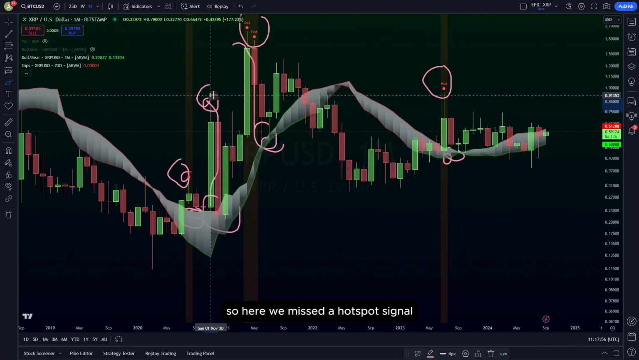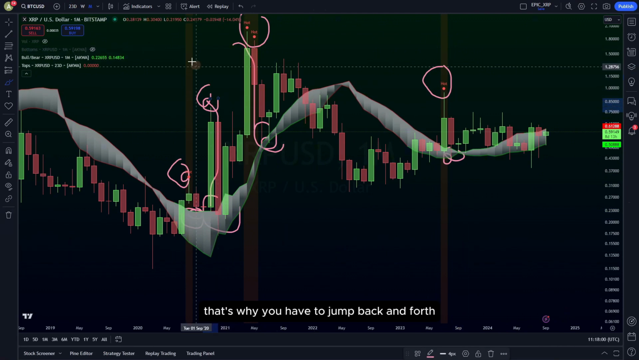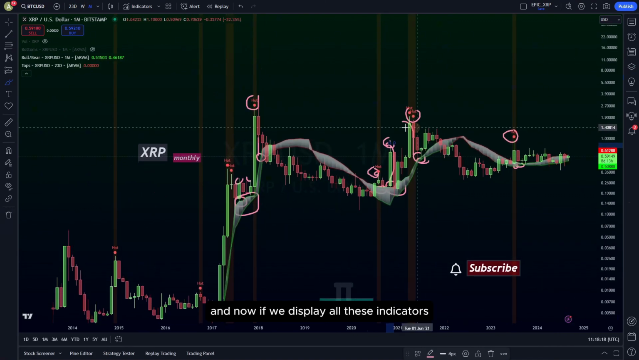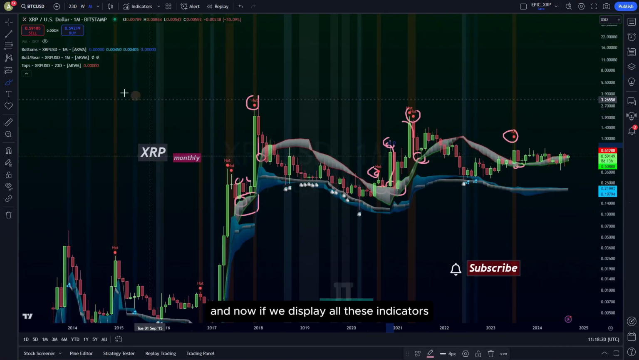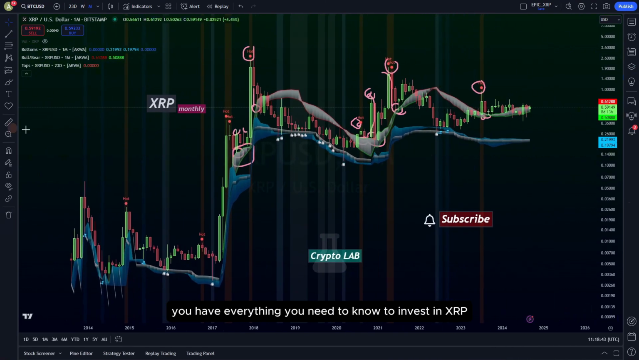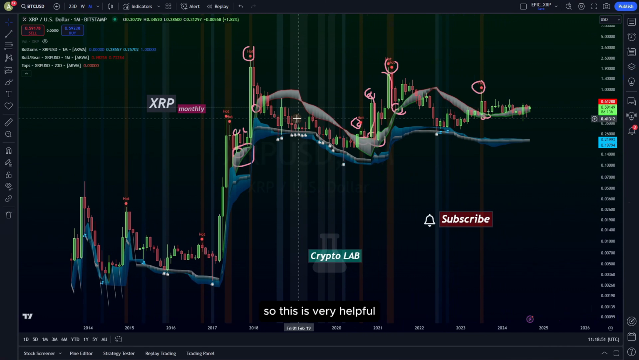So here we missed a hotspot signal. That's why you have to jump back and forth between the 23 days time frame and the monthly time frame, right? But it works very, very well. And now if we display all these indicators, you have everything you need to know to invest in XRP. And this is very easy to use because you will have only targets for every month, because this is a monthly time frame. So this is very helpful and it doesn't require a lot of time.